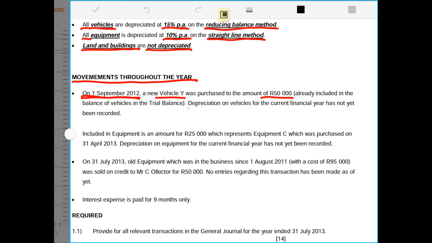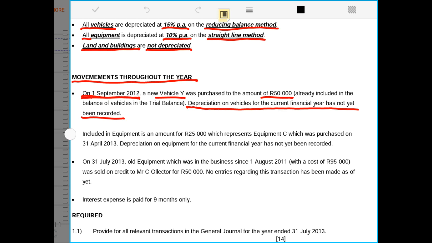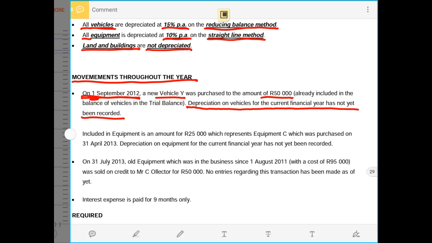Then the next sentence says depreciation on vehicles for the current financial year has not yet been recorded. So now we have to account for the depreciation for the number of months we had vehicle Y from September until 31st of July 2013. When we count the number of months, it will start with September. Why do we include September? It's because the motor vehicle was acquired on the first day of September, beginning of the month. So we have to include the full month because the asset was there for the full month of September.